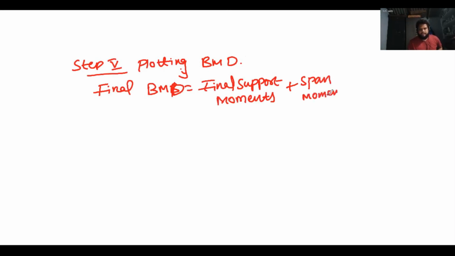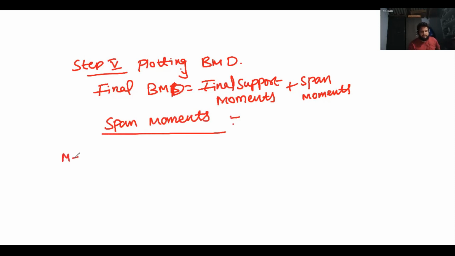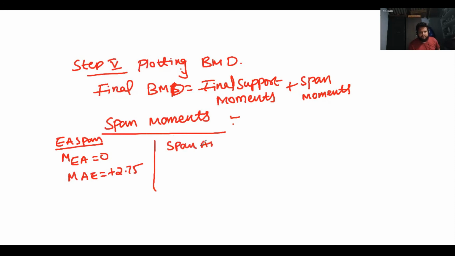So again, we have to write the span moments. First, let me write the span moments. First, EA span. In the EA span, M_EA is 0, and M_AE is present, that is plus 2.75. Okay, next span AB. In the span AB, there is no loading. Once there is no loading, what happens? There is no loading, so the moment in the AB span is equal to 0.